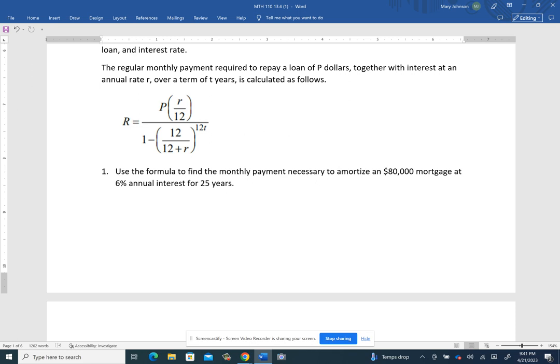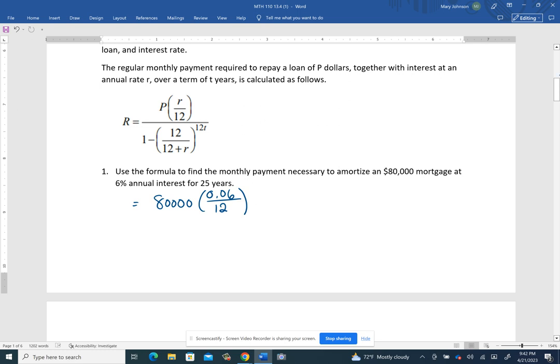Let's go ahead and plug everything into this. Let's suppose that we took out an $80,000 mortgage. That would go where P is. The interest rate was 6%. Just like on other formulas, that's 0.06. We're going to divide that by 12. You don't really have to know where the formula came from, but they're dividing it by 12 to get the monthly interest rate.